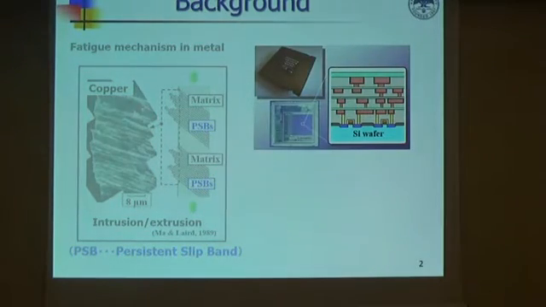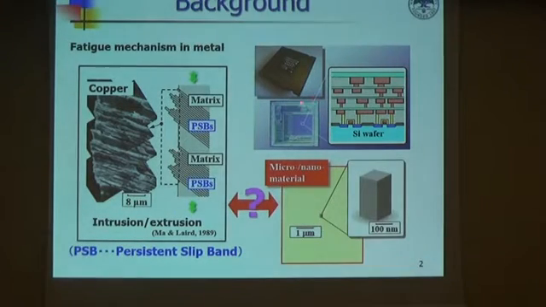By the way, the latest electronic devices contain a lot of small metals with a size of less than 1 micrometer, for example, metal lines. Of course, these electronic devices are subjected to external mechanical vibration or cyclic thermal stress. But there is no space to hold the PSB because the PSB is too large. So we thought these very small metallic materials had characteristic fatigue behavior.